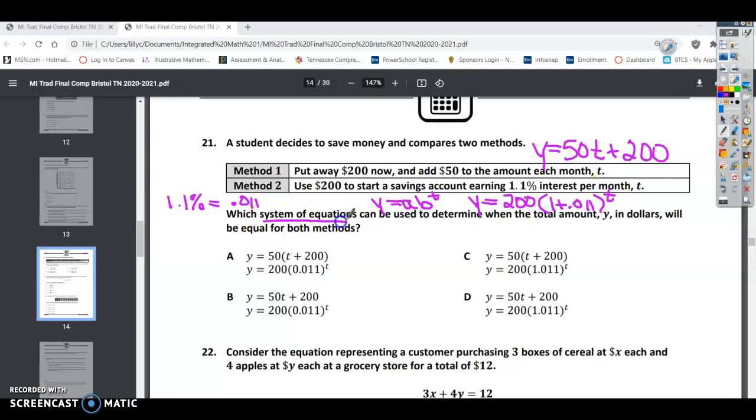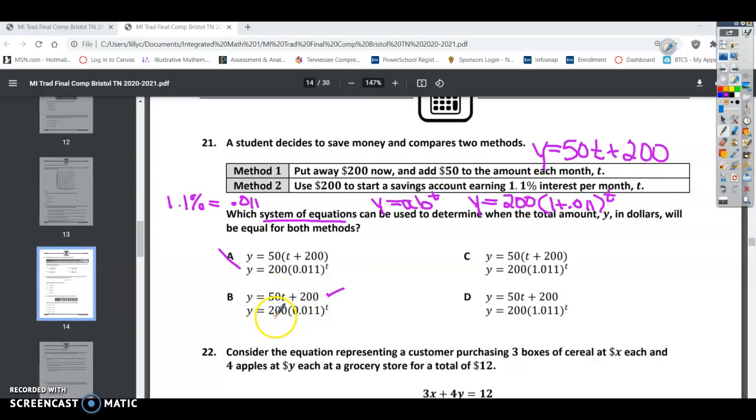All right, so which system of equations is used to determine the total amount in dollars? All right, so the first one says 50 times t plus 200. Well, that would be okay, except the parentheses means you distribute that, so that one will not be right, because 50 times 200 is not the initial amount of 200. All right, so B part says 50t plus 200, so this equation is correct.